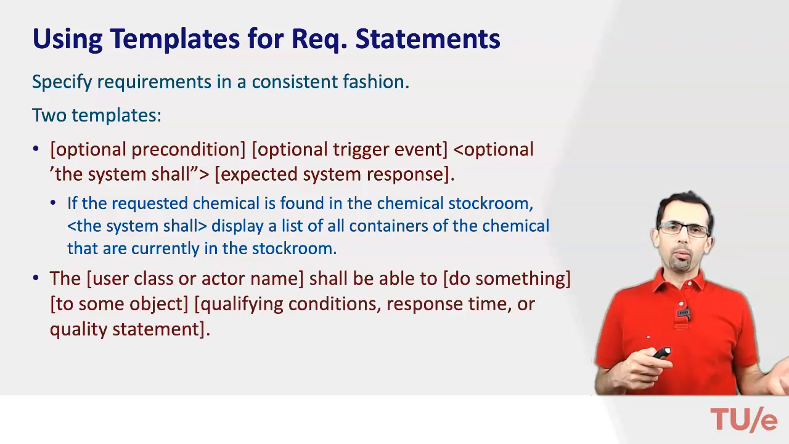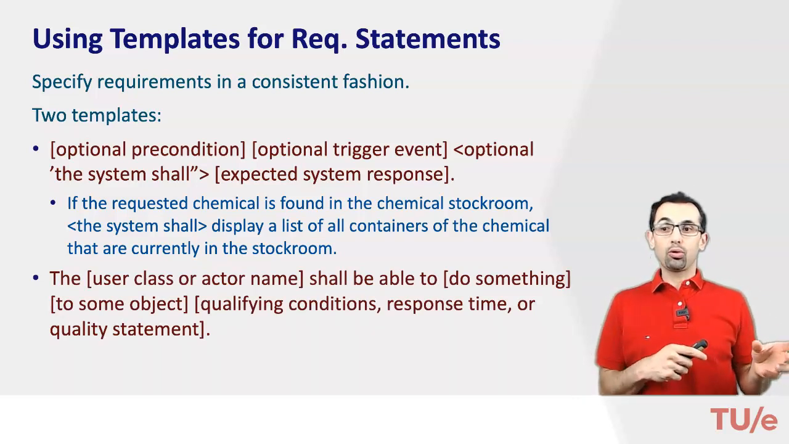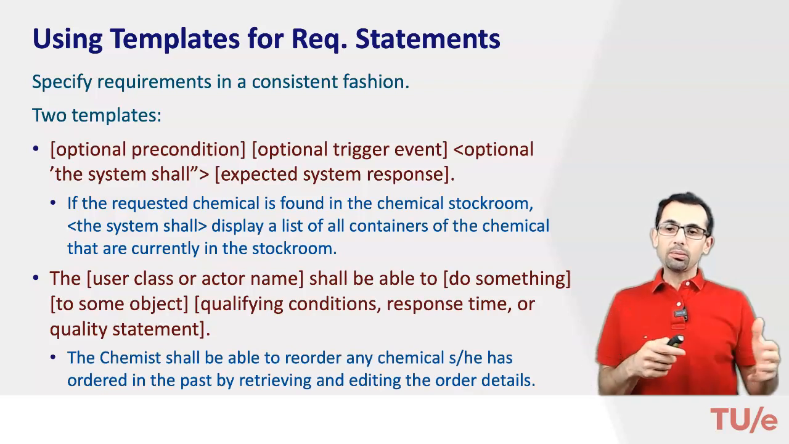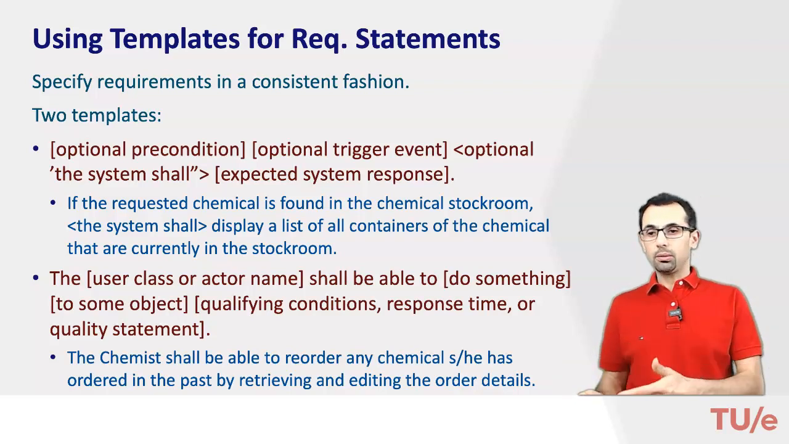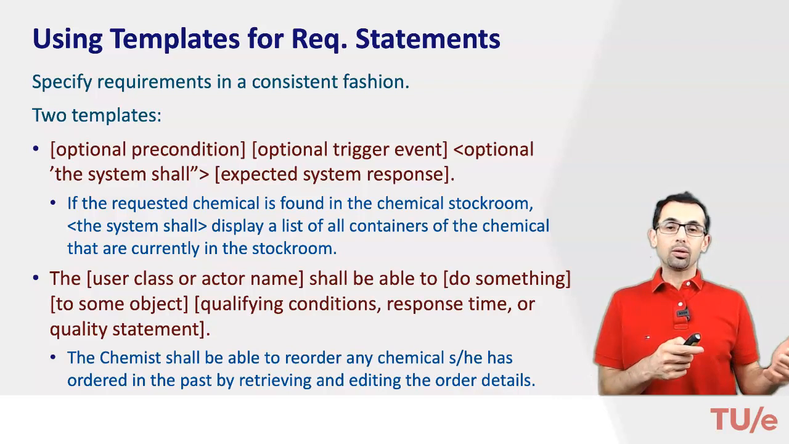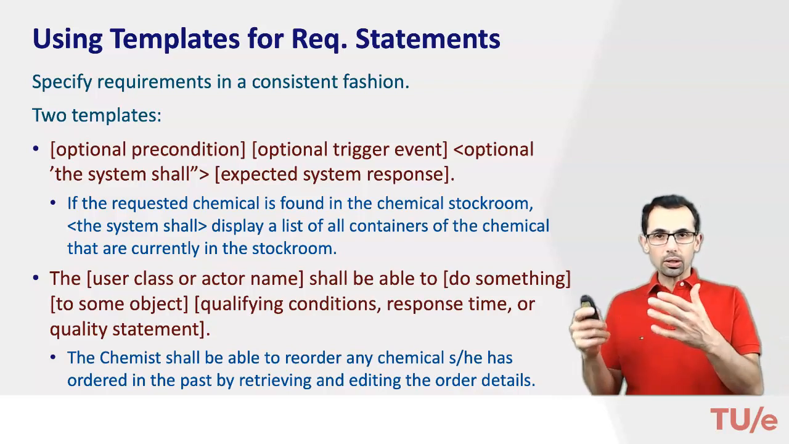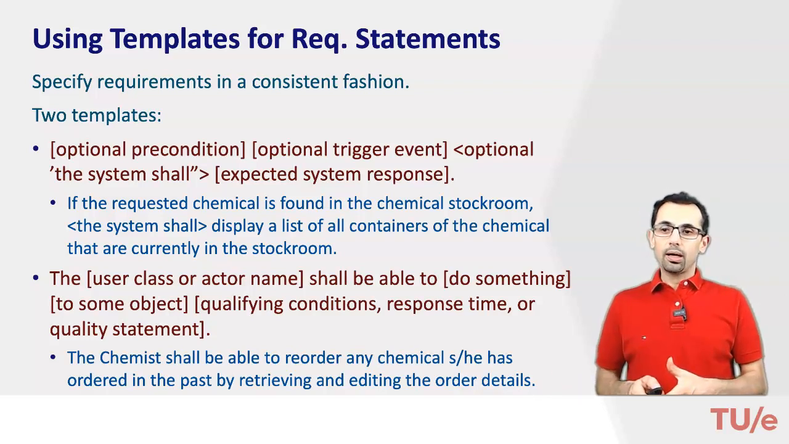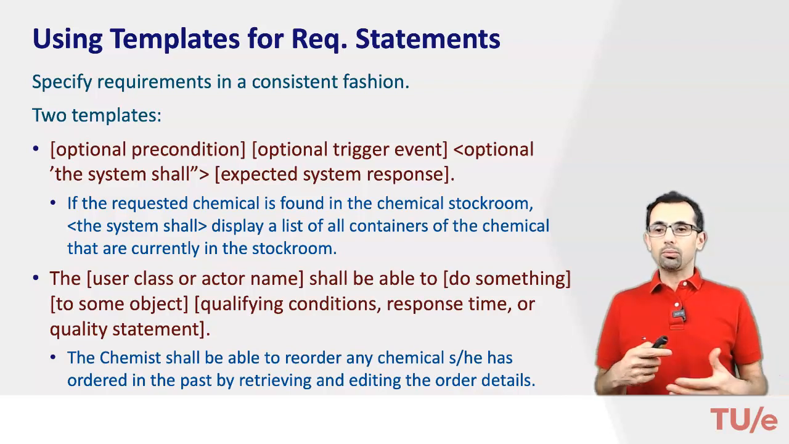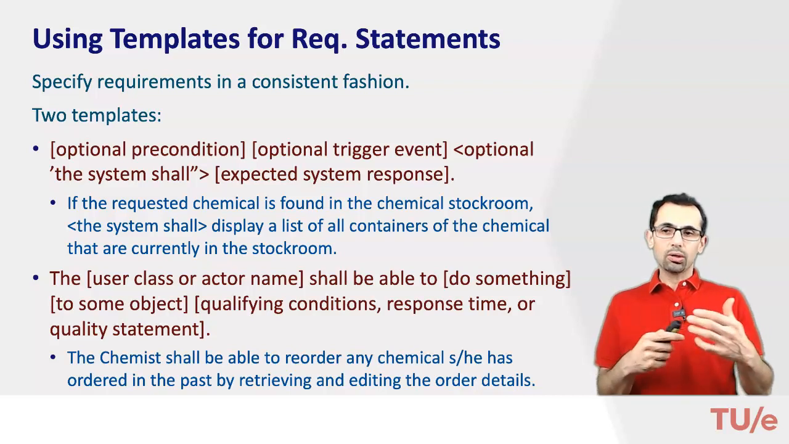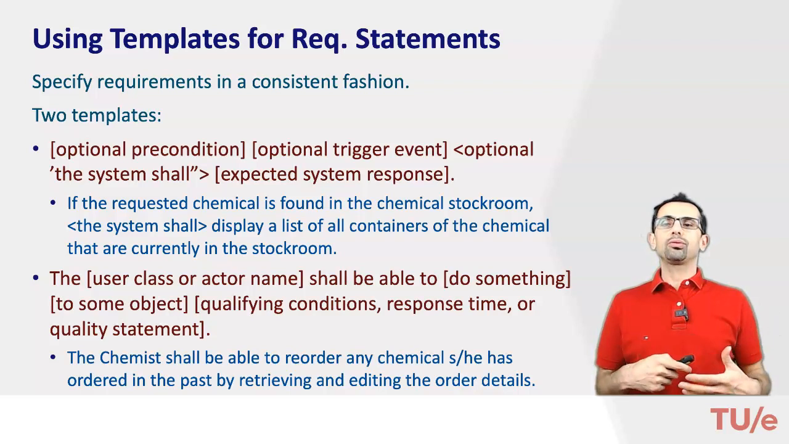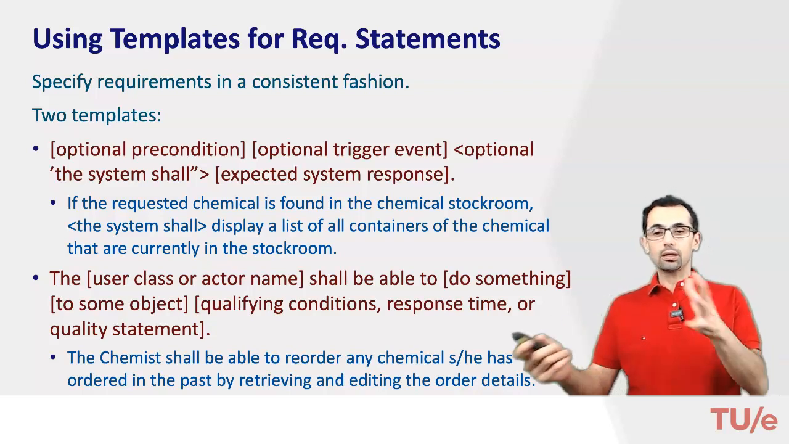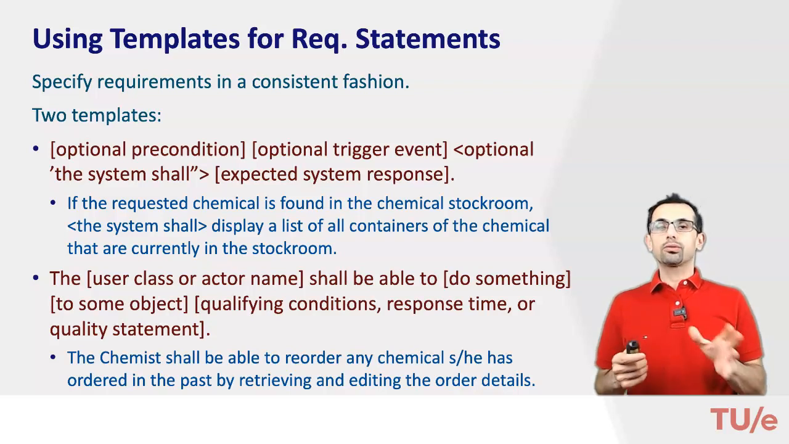The second template, we use from a specific user's point of view, a role's or actor's point of view. Again, let me show you the example. The chemist shall be able to reorder any chemical she or he has ordered in the past by retrieving and editing the order details. In this case, the user class or the actor name shall be able to do something to some object in the system, and then it continues with some qualifying conditions, response time or quality statement and so on. These are the two types of templates that we use to specify requirement statements, mainly for functional requirements. You have seen examples of those for non-functional and quality requirements anyway.